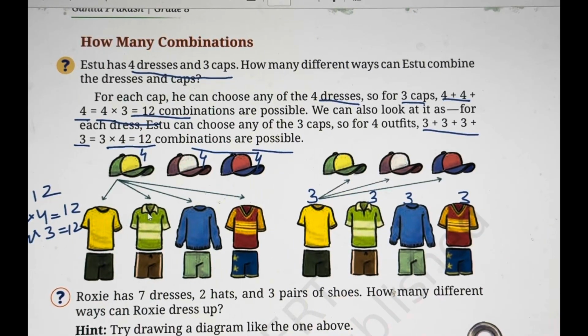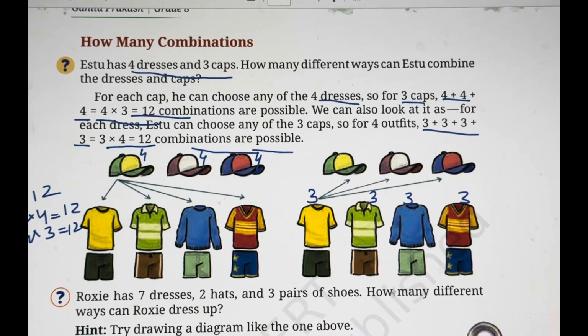So this is for understanding. You can simply multiply the number of dresses and the caps and you'll get the number of combinations. Now there is another question. Roxy has 7 dresses, 2 hats, and 3 pairs of shoes. How many different ways can Roxy dress up?